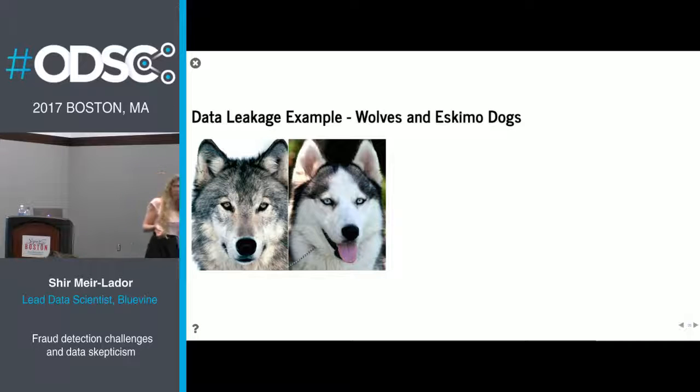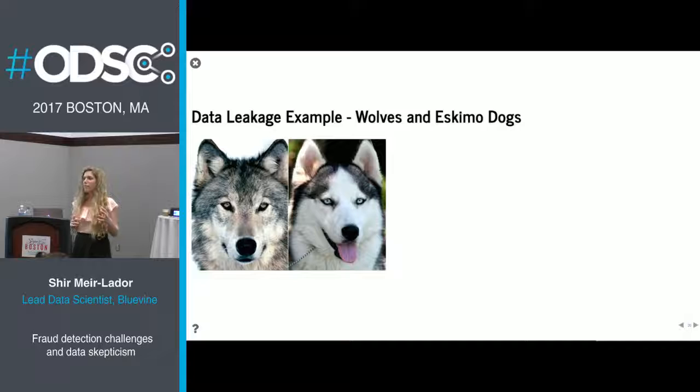And how did they do that? They took a pre-trained network, I think it was Google Inception network, and transfer learning. The network was already trained on photos, and they retrained the last layers, and they gave it photos of the husky dogs and the wolves, and they trained the network, and they got perfect results.